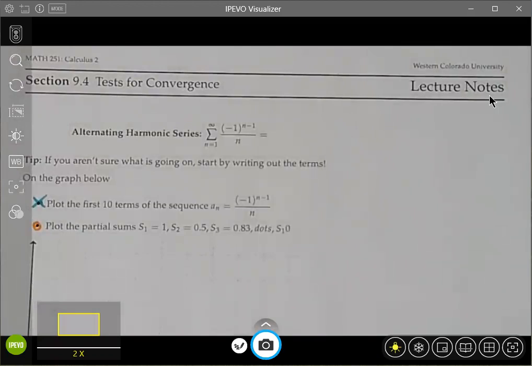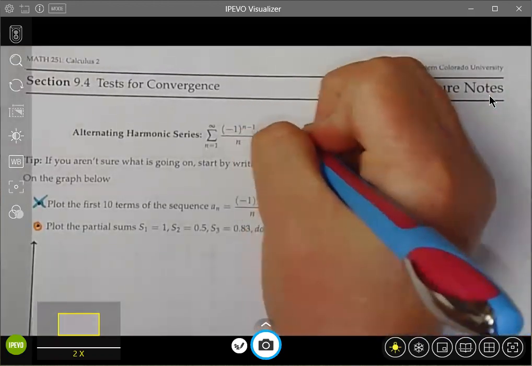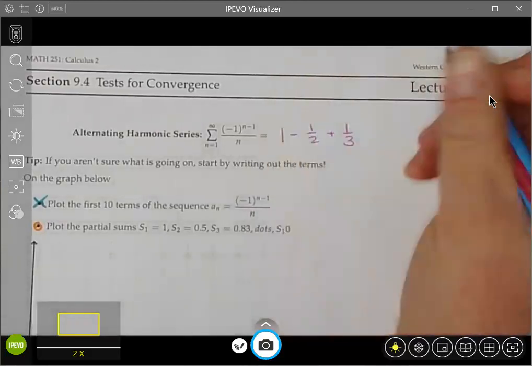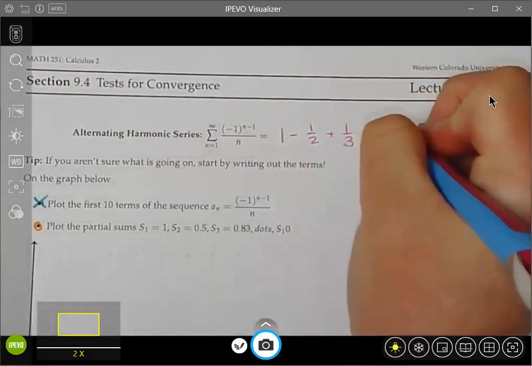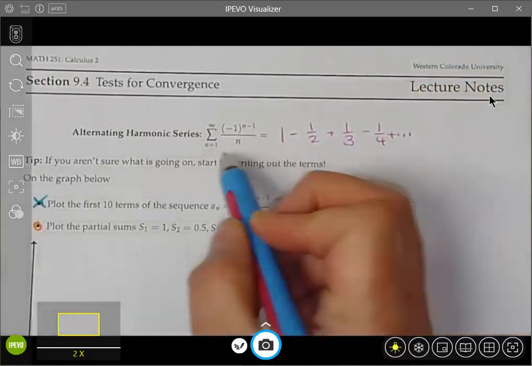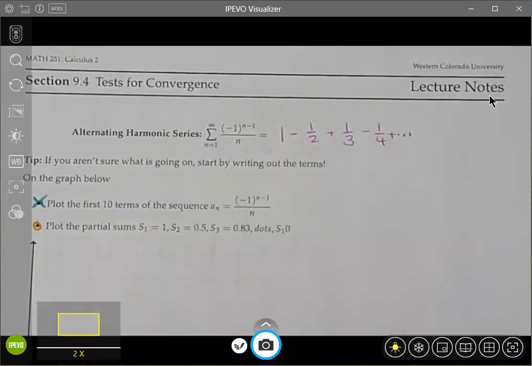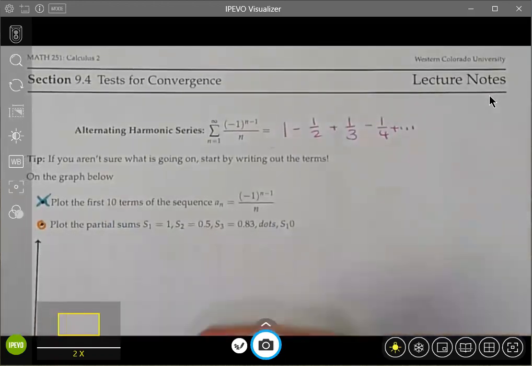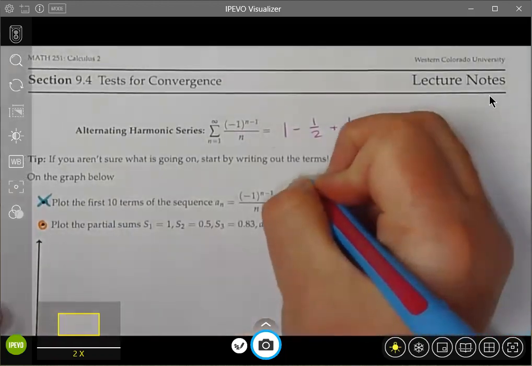The alternating harmonic series, the terms are going to switch signs. So it'll be 1 minus a half plus a third minus a fourth, and so on. Okay, and I'm going to show you how we get that out of this formula here in just a second. If you're ever stuck with an alternating series and you're really just not sure what's going on, it's always a good idea to just write out a few terms so you can get a sense of what's going on with your series. So let's go ahead and do that.